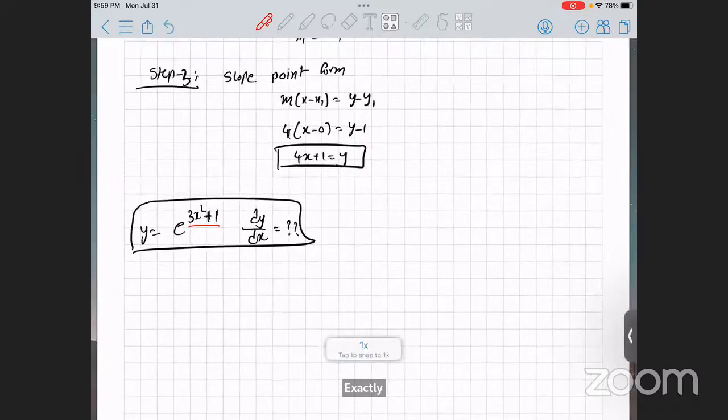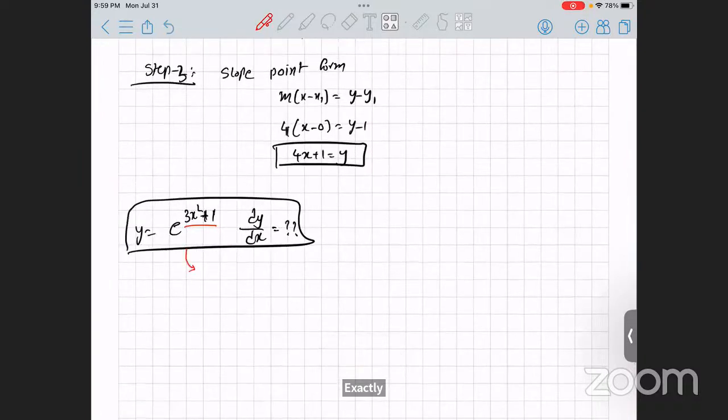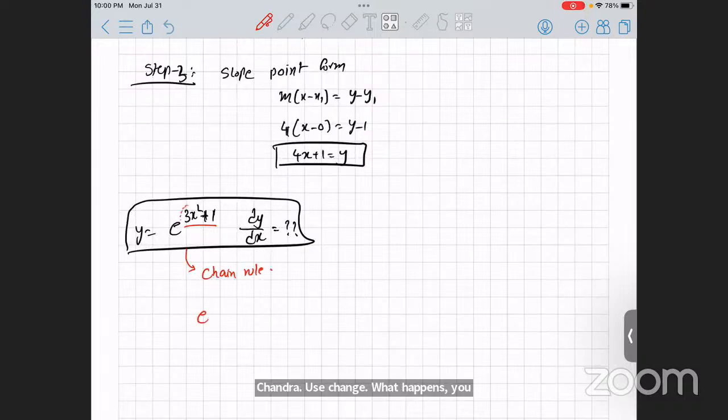Listen carefully. This is known as the chain rule. Consider that there is an x function in the power also. We know d by dx of e power x equals e power x. So we will write e power 3x square plus 1, and whatever is in the power, we put d by dx of 3x square plus 1.